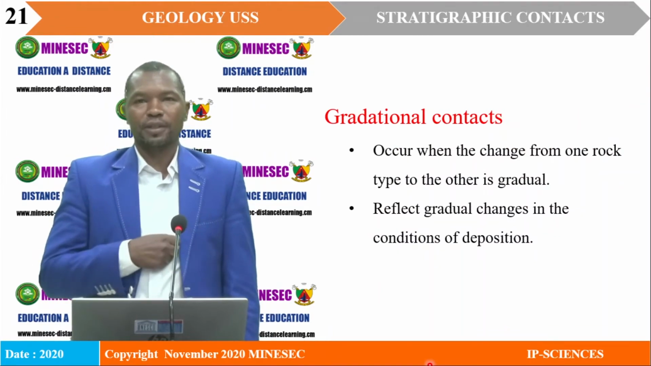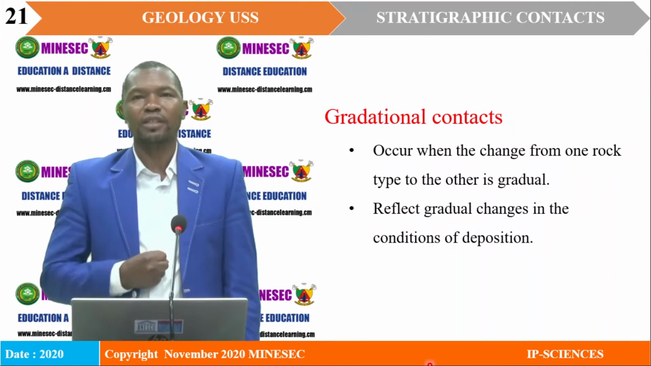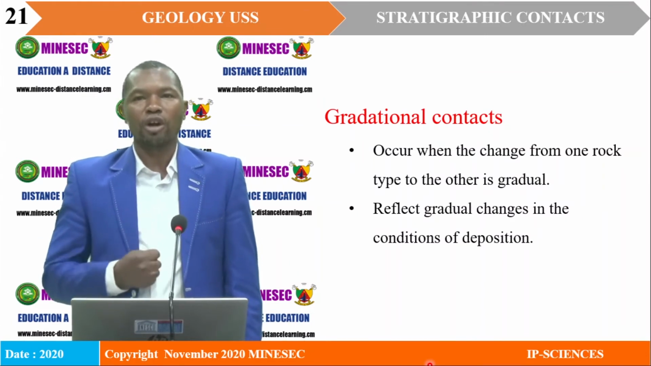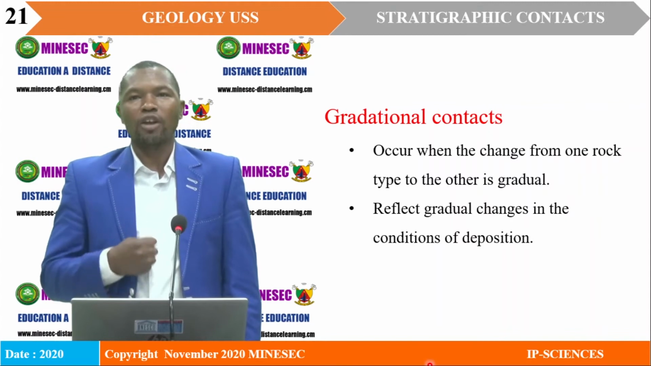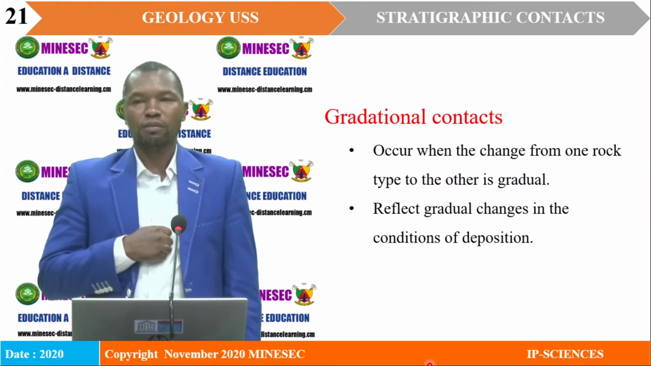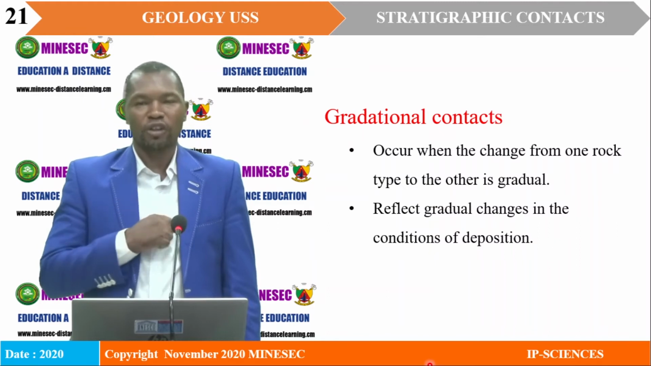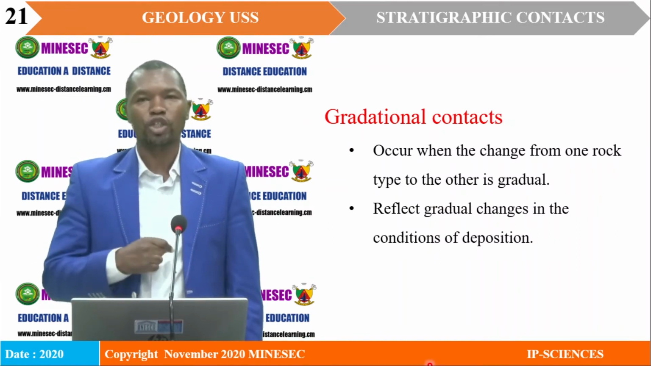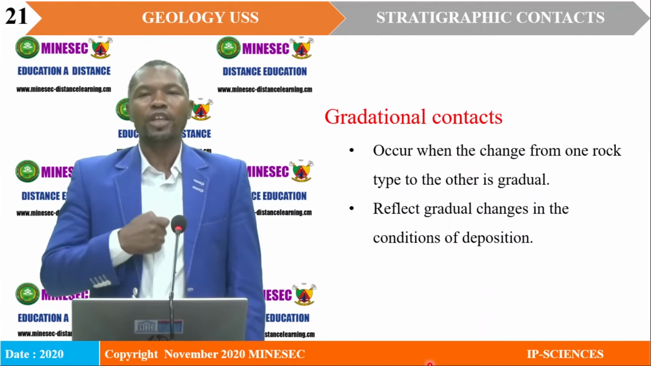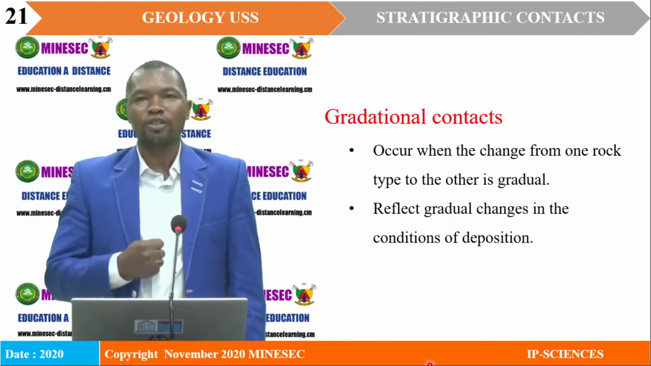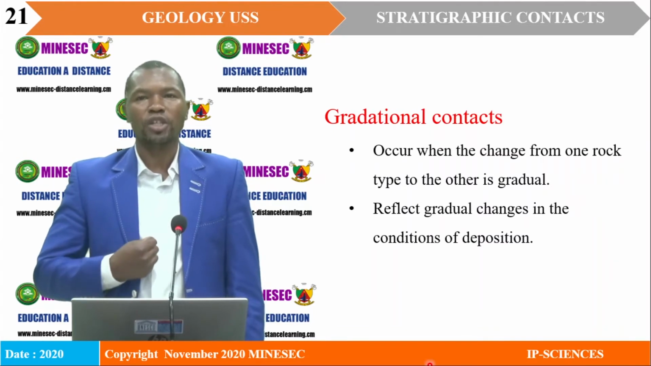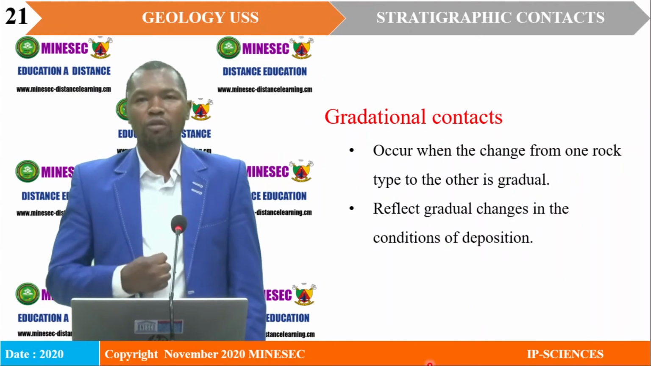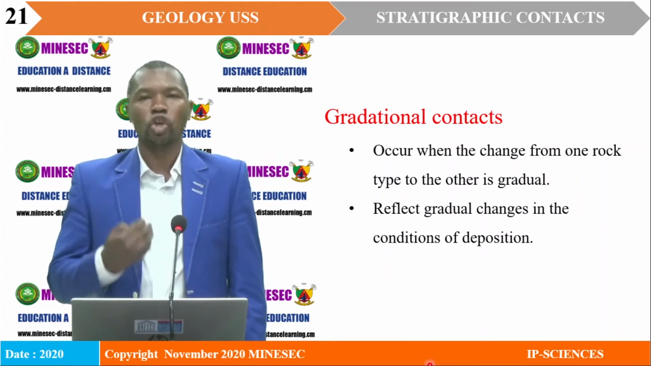Graduational contacts. Graduational contacts are contacts that occur when the change from one rock type into another is gradual. There are no sharp contacts any longer. That is the reason for the name graduational contacts. And these contacts reflect graduational changes in the conditions of deposition of sediments during the laying down of strata in geologic events.